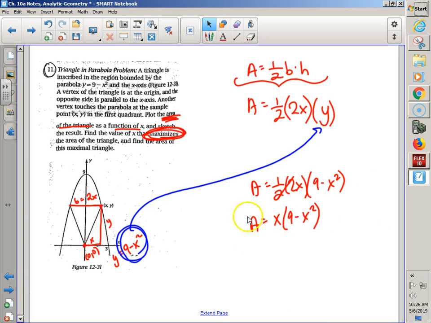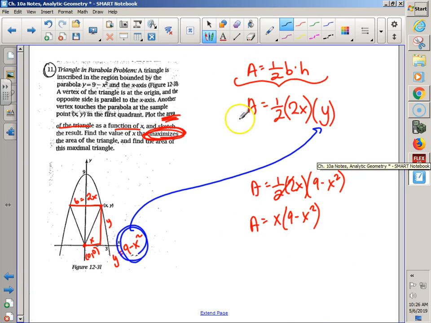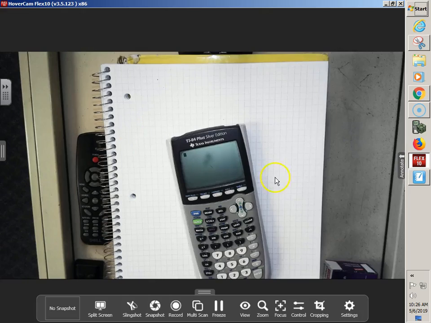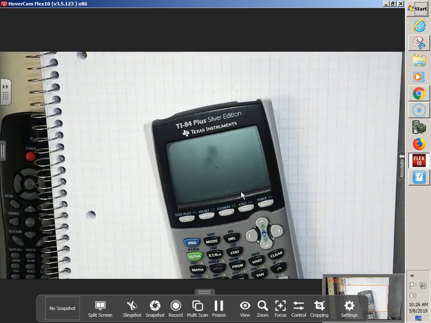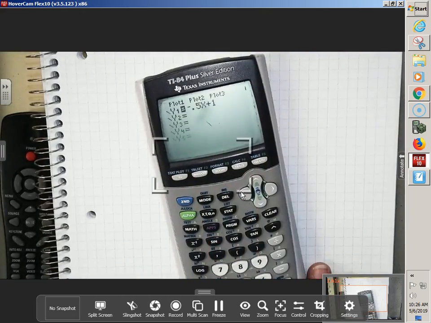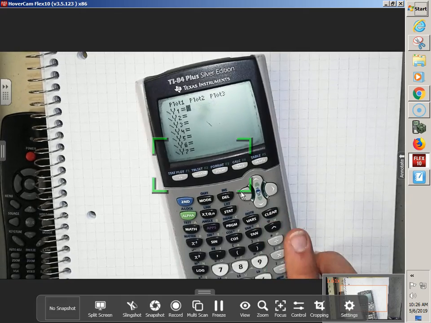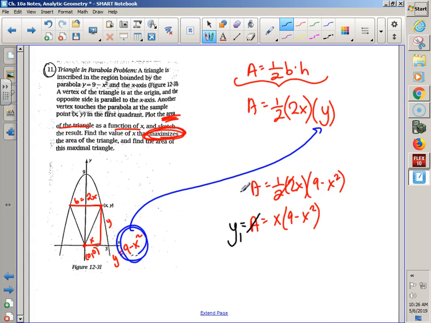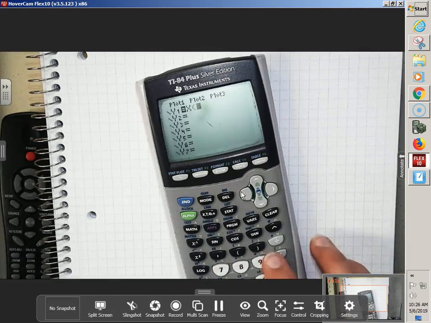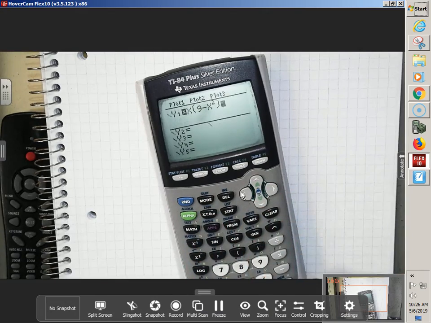I'm trying to find the max of this guy. Now, quick, your calculator does not have an A equals. It has a y1 equals, right? Now, we're going to basically say y1 is A, but that's just something to take note of. So if I was to do this in my calculator, I would throw into y1 my x times 9 minus x squared. And I want to find the max. Okay, zoom standard.